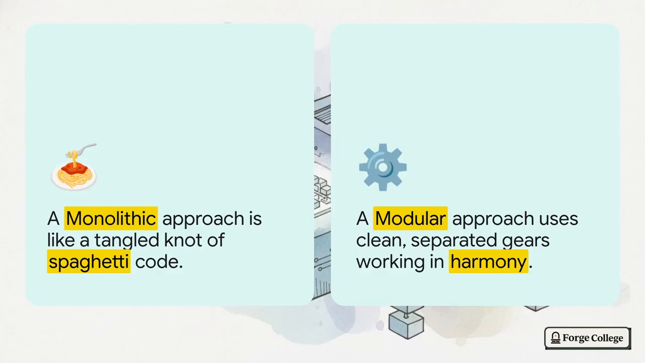But on the other side, we have the pattern-based modular approach. These are clean, separated gears working in perfect harmony. Cohesive interfaces and single responsibility design are what prevent accidental coupling, meaning, you don't break the entire machine just because you wanted to tweak one little gear.